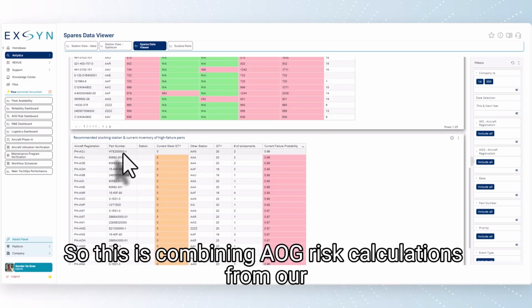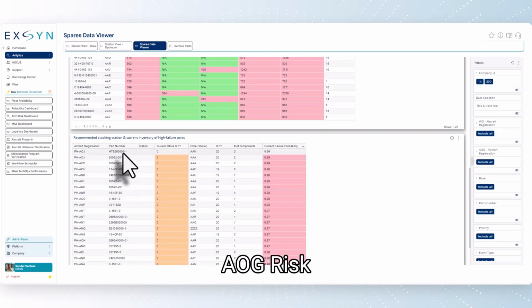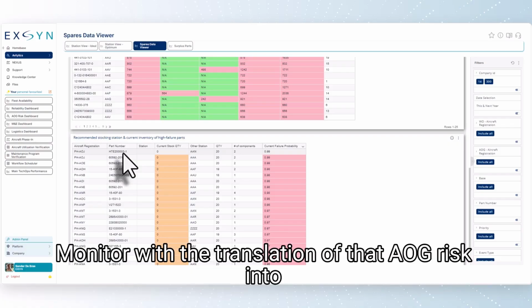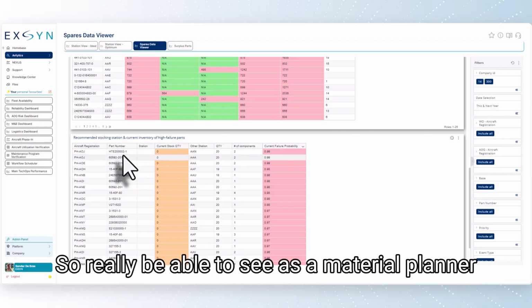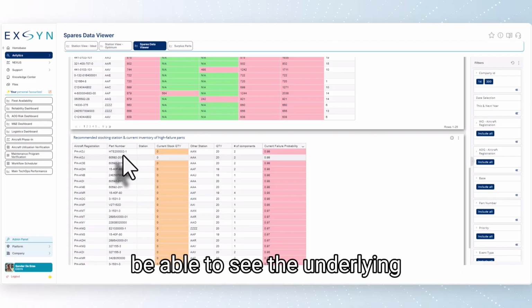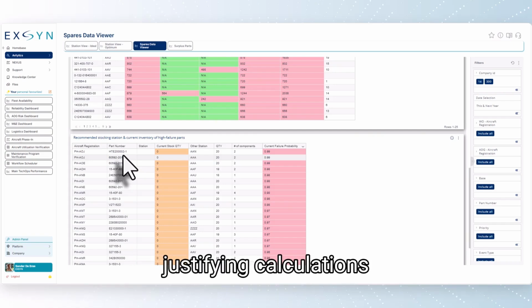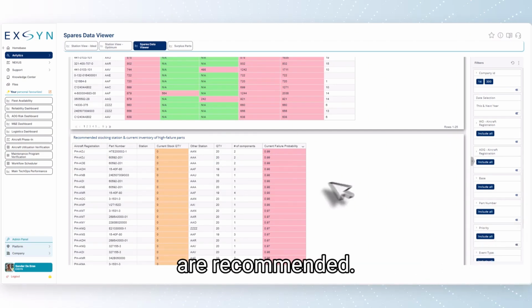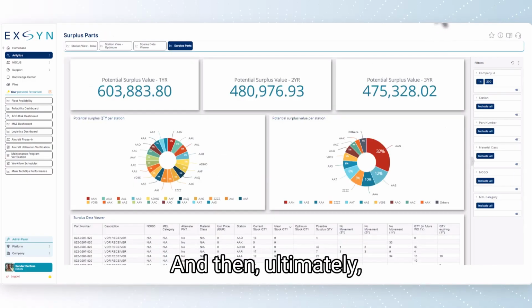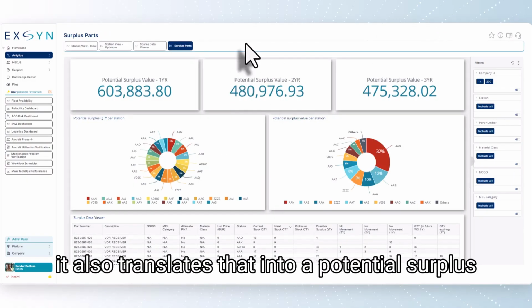So this is combining AOG risk calculations from our AOG risk monitor with the translation of that AOG risk into specific material requirements. So really be able to see, as a material planner, the underlying justifying calculations of why specific material transactions are recommended. And then ultimately, it also translates that into a potential surplus for the inventory.